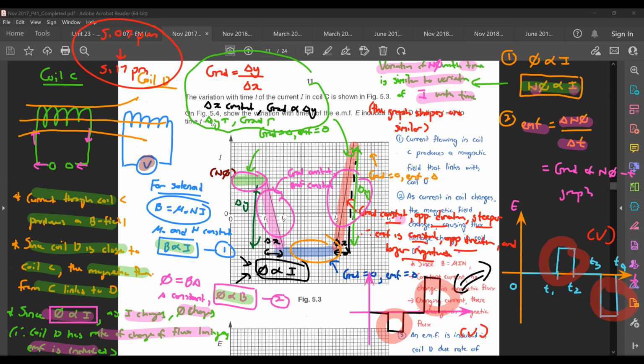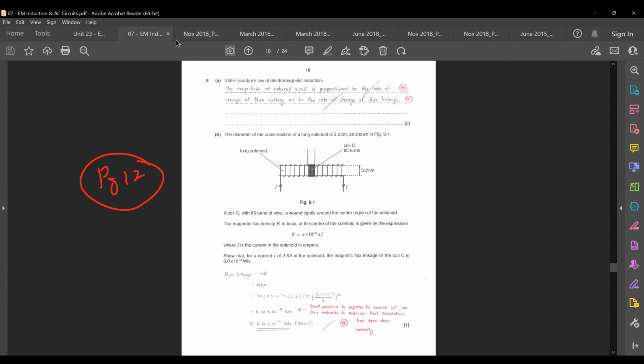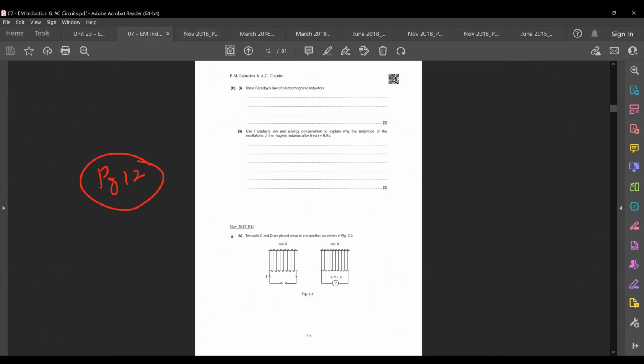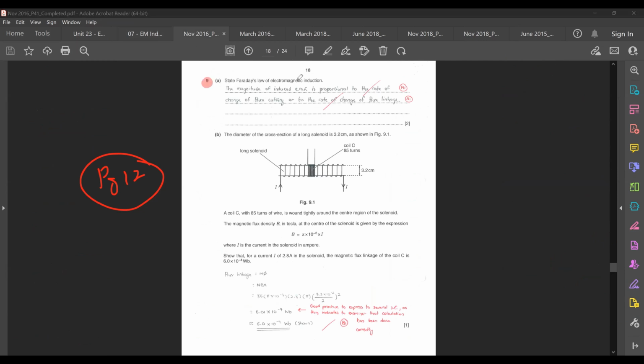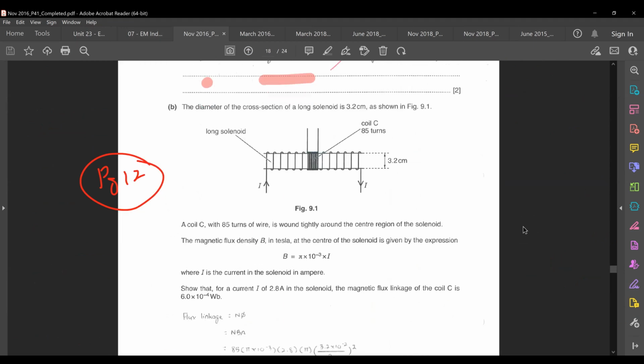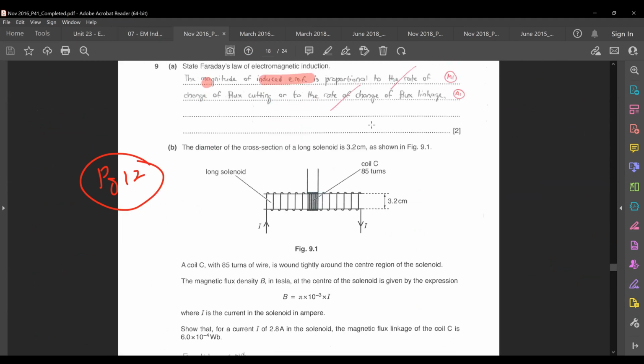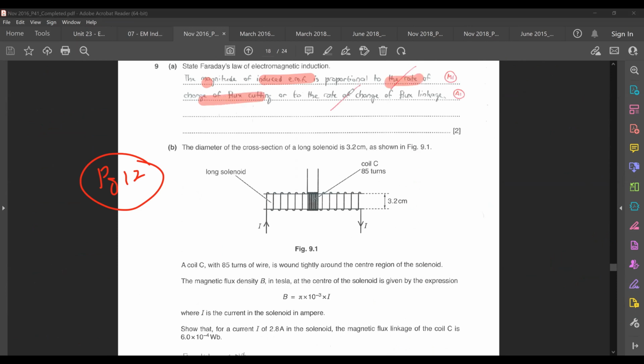The next question that you can have a look at is page 12. This would be November 2016 P41. So for the first part of your question, state what is meant by Faraday's law of electromagnetic induction. So you could say that the magnitude of the EMF induced is proportional to the rate of change of flux cutting or rate of change of flux linkage. This was more or less the old definition of Faraday's law of electromagnetic induction.